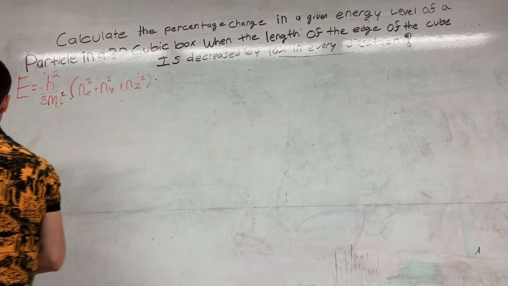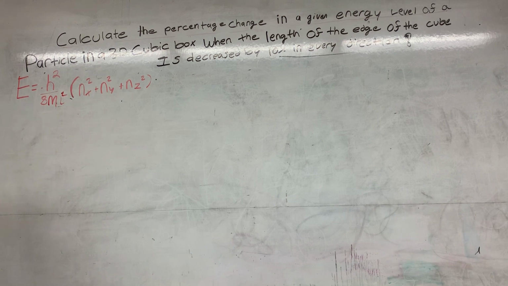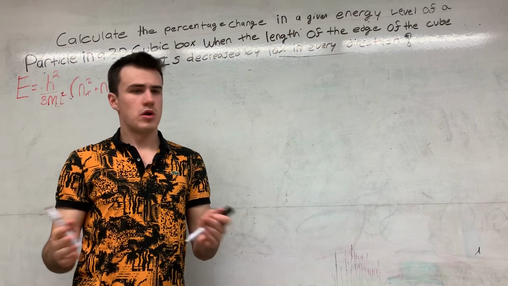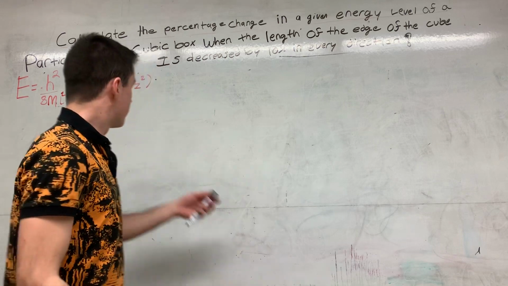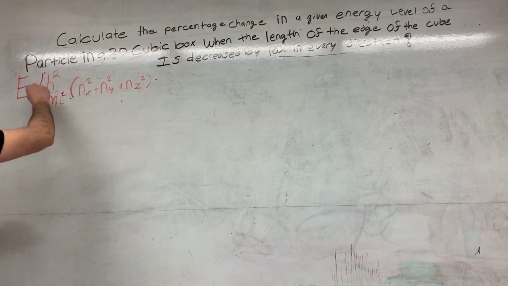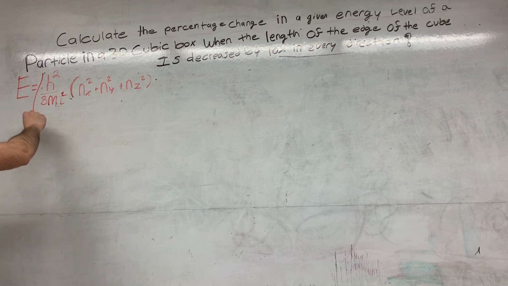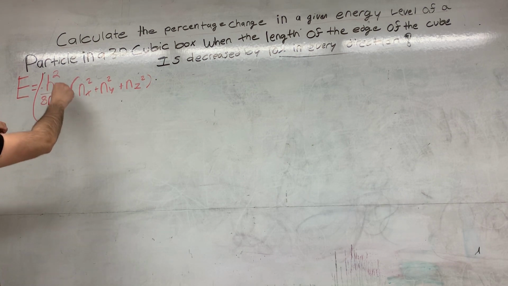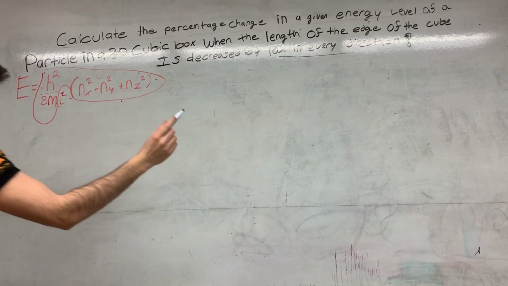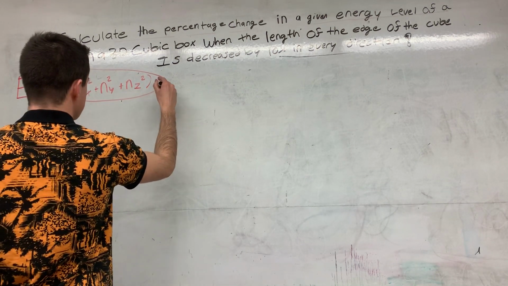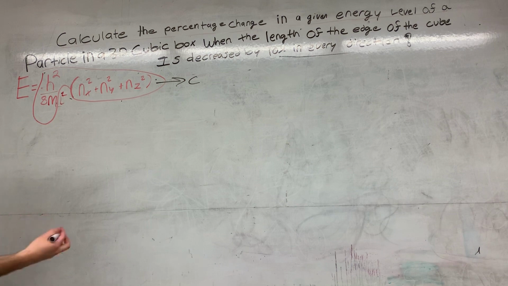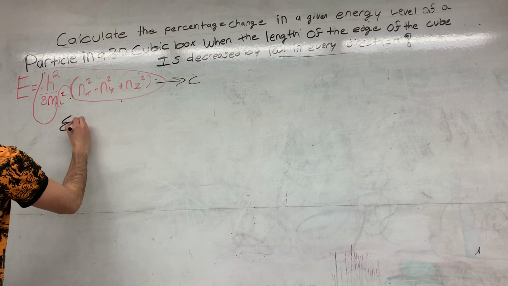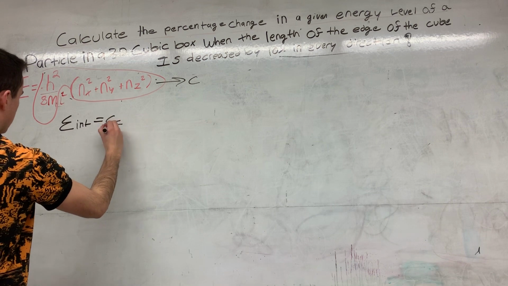Right off the bat, we have our energy equation right here of a particle in a three-dimensional box, and we are dealing with length, only length. We will be manipulating that, changing that. In our case, we will be decreasing that. Therefore, these values right here that I'm circling, h, Planck's constant, 8, mass, and the energy levels, we won't be dealing with. We could simplify it to a constant. Therefore, our initial energy level that we'll be looking at would be E initial equals C over L squared.